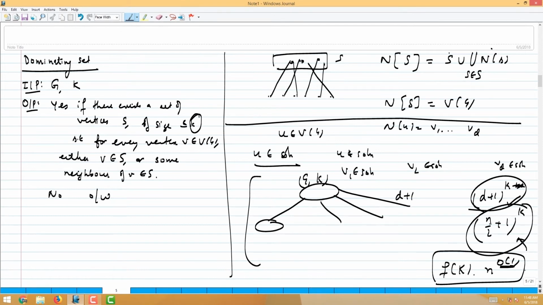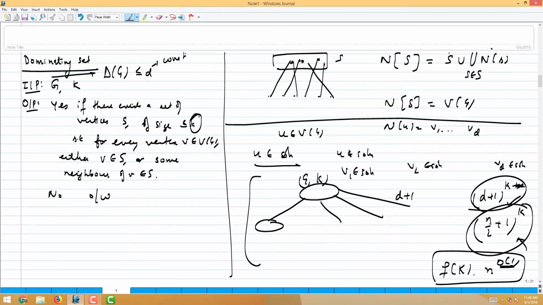But suppose to begin with, I started with a graph whose max degree, this denotes the max degree of the graph, is at most D. Then can we do something? And D is some constant.